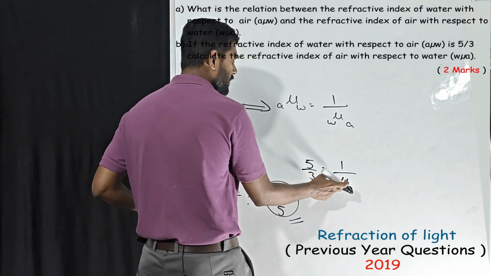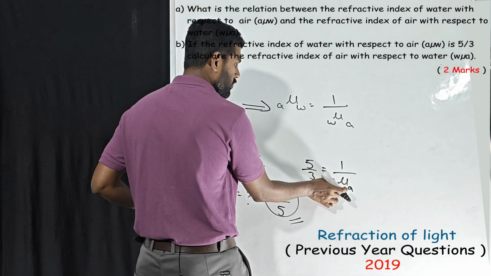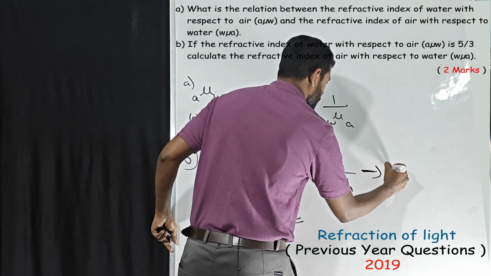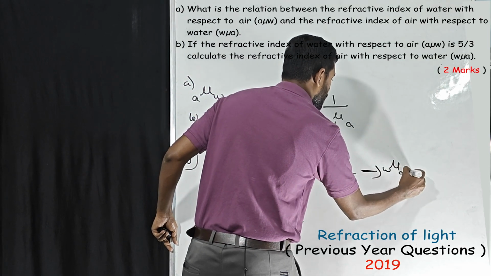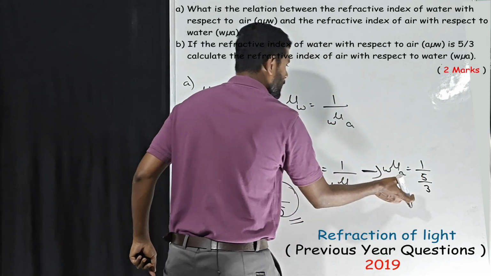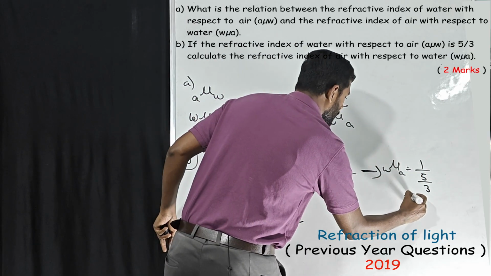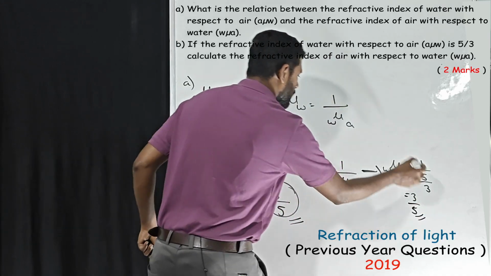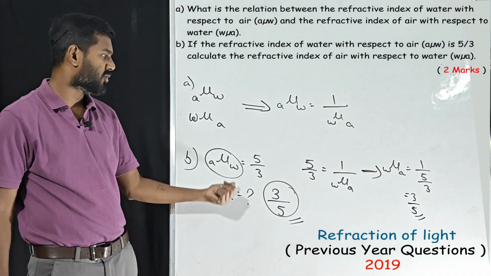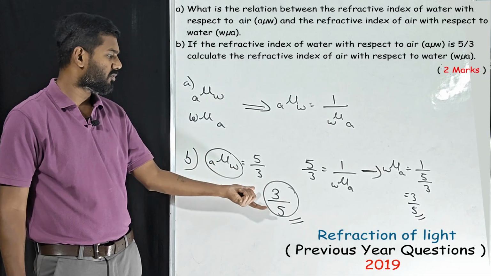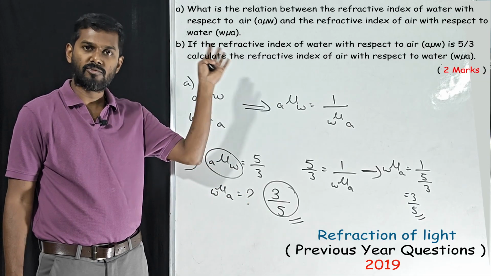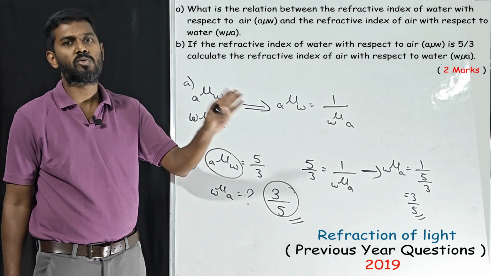Okay, this one we need to find, the refractive index of this one. You move this one here and this one here, then mu AW is equal to 1 by 5 by 3. So 1 by 5 by 3 is nothing but 3 by 5. You don't have to show all these things. You can write the answer directly, because anyhow this is only a 1 mark question. If you have the knowledge, you can write the answer directly. If there is a formula, you have to substitute and get it.